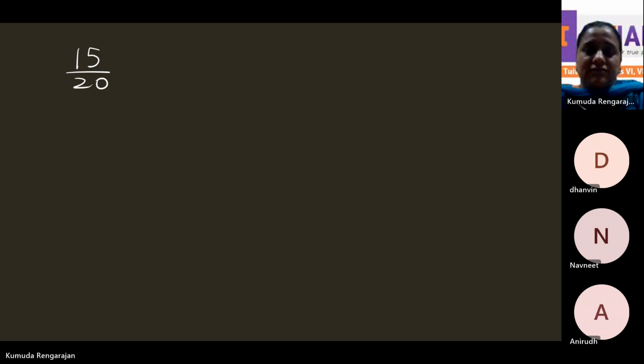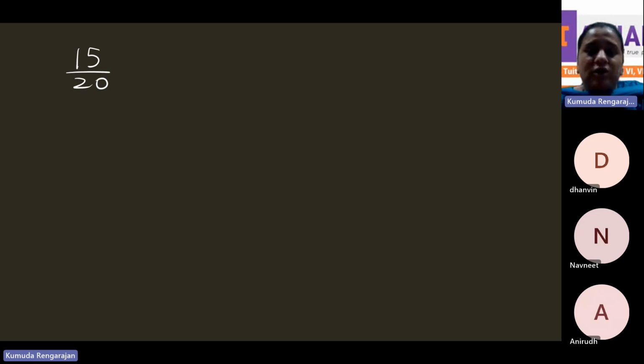Let's take another example. Supposing we say 15 by 20. Take your marks itself. When you say 15 out of 20, 20 is the full thing, but you have not got 20. You have got less than that, right? You've just got a part of the full thing. So your marks 15 by 20 itself is a proper fraction. 20 represents the maximum marks, and of that, you've got only 15.